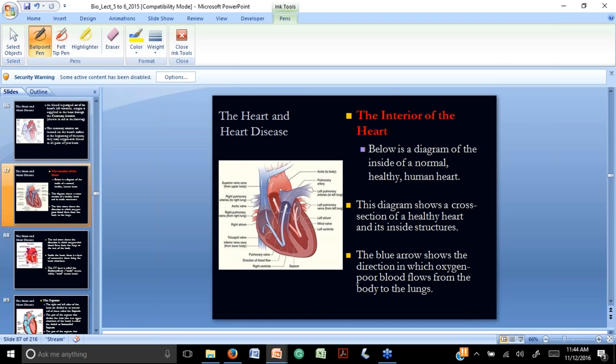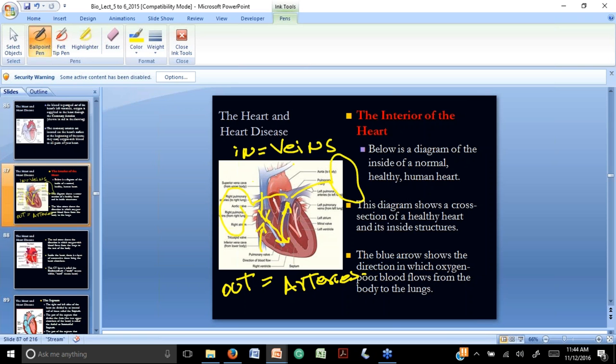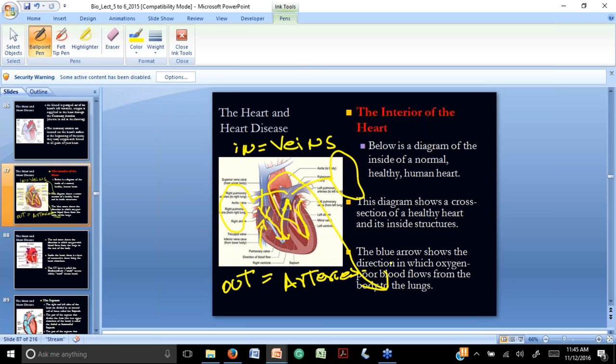All right. So just remember, everything that is coming into the heart is going to be veins. Everything that is vessels coming out is going to be arteries. And here we have this vein coming in, then going to the right ventricle, passing the tricuspid valve, and coming out. Out is the pulmonary artery. See, out artery, in veins. This goes to the lungs, another branch goes to the lungs, and after the oxygenation happens, they come back to the left atrium, pass the bicuspid valve, go to the left ventricle, and go to the aorta, all the way to the body. Okay? All right.